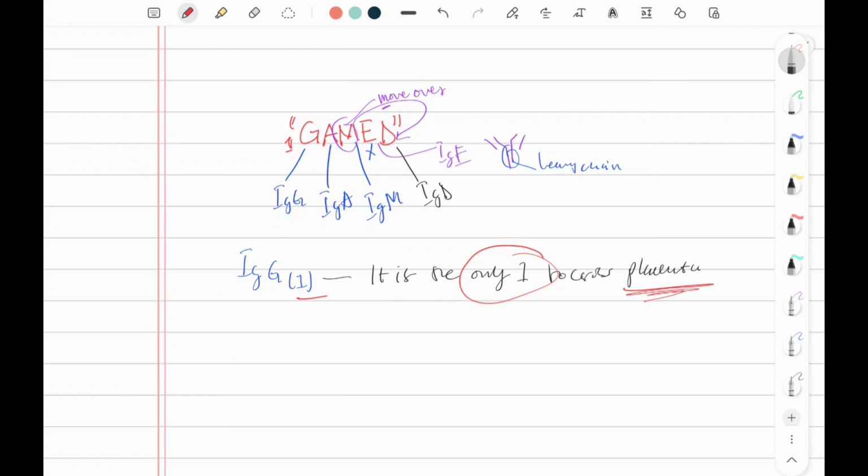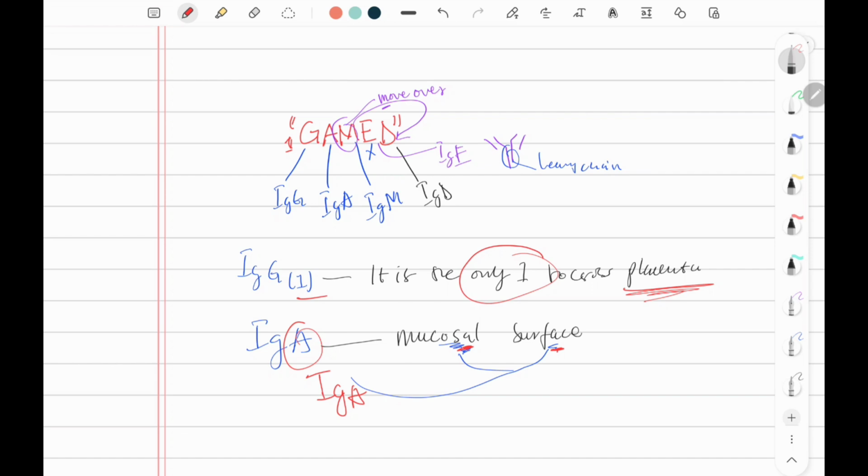Moving on, we have IgA. To remember IgA, we just need to keep this phrase in mind: mucosal surface, or we could say slimy surfaces, but it's simply mucosal surface. There's an A in mucosal and an A in surface, right? And so that is for IgA. IgAs are also found in places like the saliva and colostrum, which is the mother's milk, and so forth.